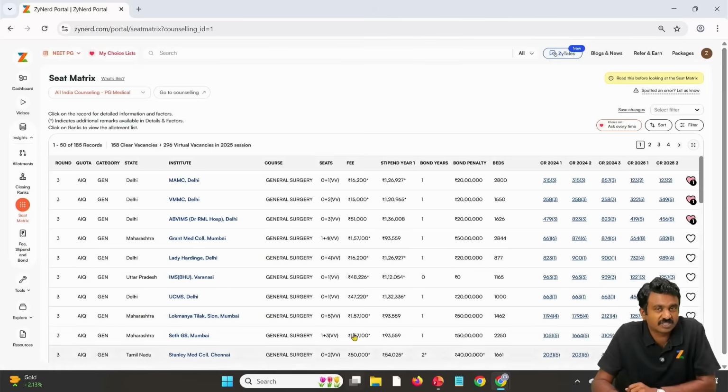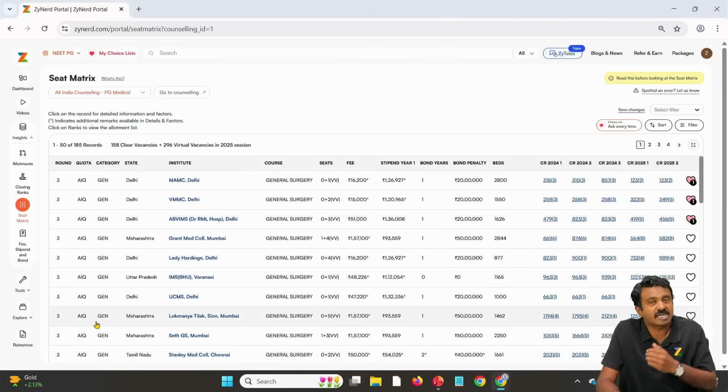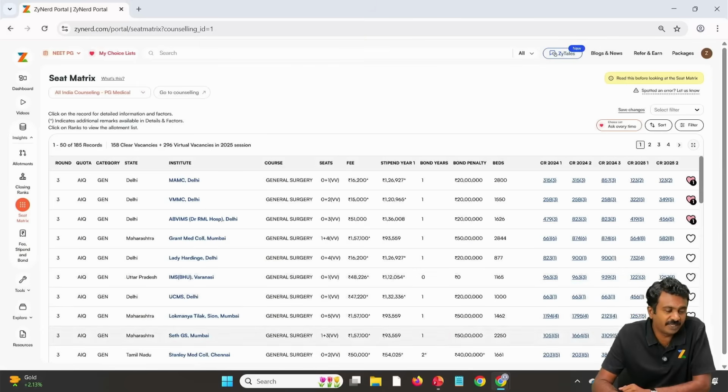It might not happen for general surgery, but some seats, let us say ST seats in general surgery, also get converted to Gen or SC and then Gen. So please be aware of it.